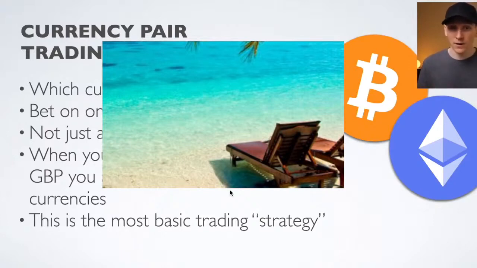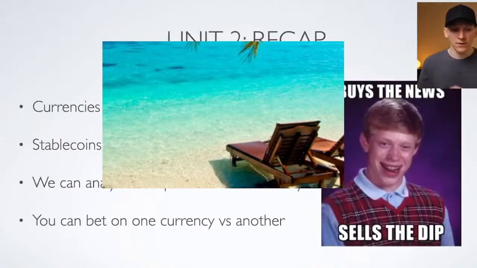The currency you're selling, you're betting against, and the currency you're buying, you are thinking that that one will at least outperform the one that you're selling. So let's just recap on Unit 2 then. Currencies only trade in pairs. You need to sell one to buy another. Stable coins are absolutely vital for the cryptocurrency industry and for trading. We can analyze the quote and base currency to tell us more about how that currency pair in particular is trading, and you can bet on one currency versus another.